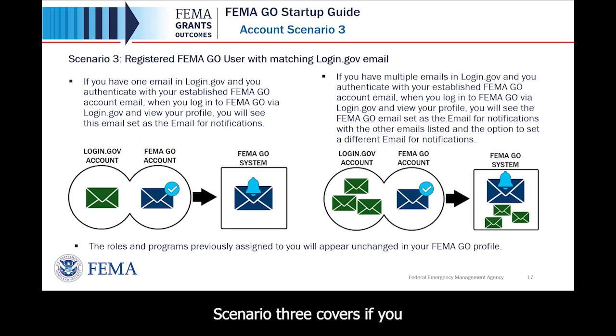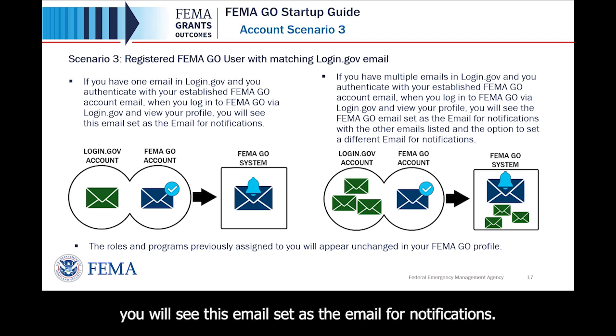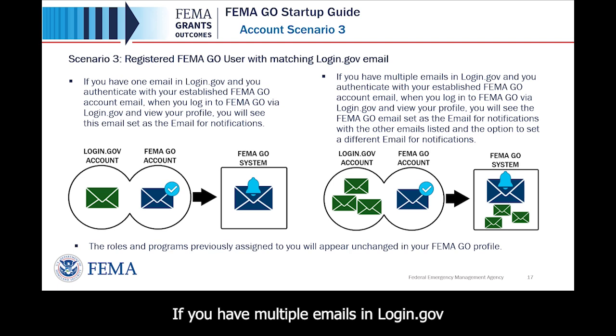Scenario 3 covers if you are a registered FEMA Go user with a matching login.gov email address. In this case, if you have one email in login.gov and you authenticate with your established FEMA Go account email, then when you log into FEMA Go via login.gov and view your profile, you will see this email set as the email for notifications.